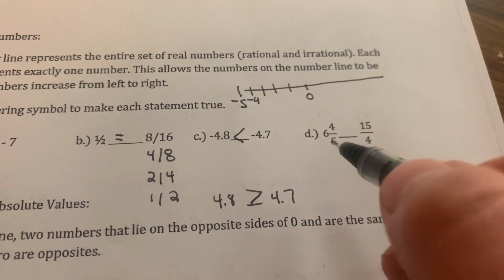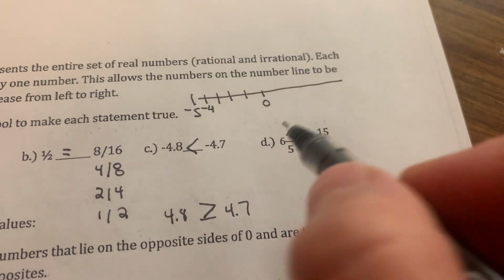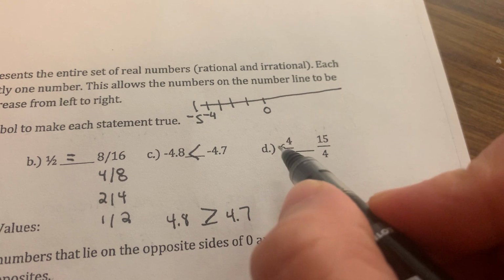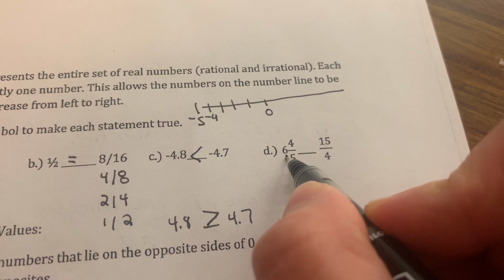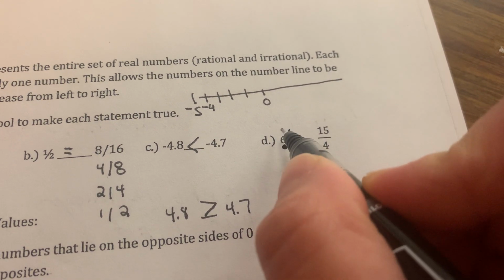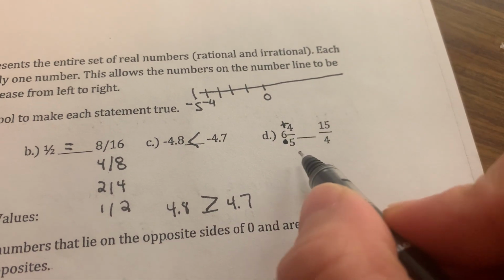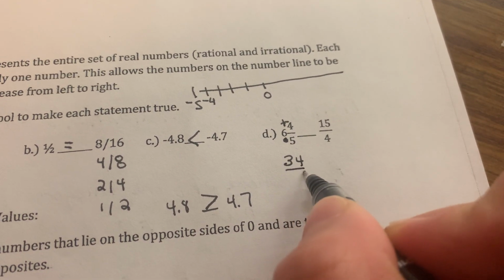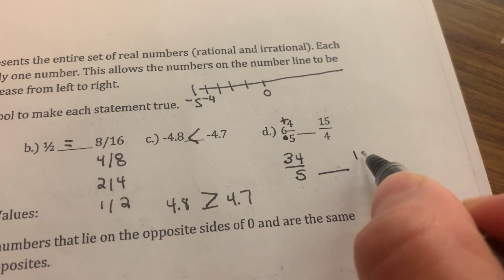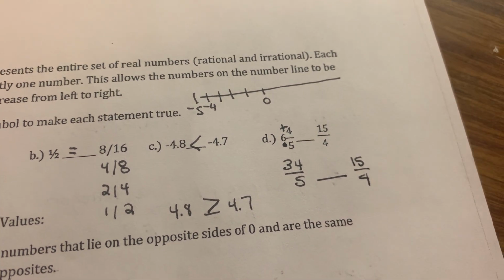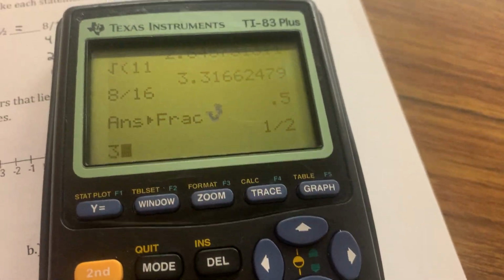Here, well, I can't tell. Well, I know that if this was an improper fraction, you'd take 6 times 5, which is 30. And 30 plus 4 is 34 fifths. So we have 34 fifths and 15 fourths. What you could do is just do this in the calculator. 34 divided by 5, 6.8.